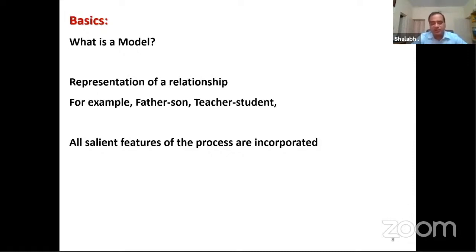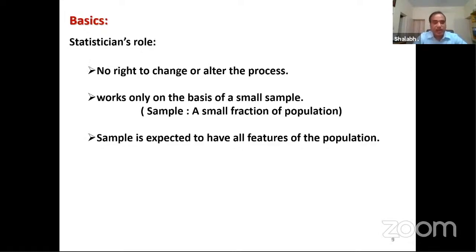Whenever you talk about the model, all the salient features of the process are incorporated into it, right? For example, if I say my teacher used to teach in the best possible way, I will try to copy them in such a way that whenever I teach, I teach just like him. So that is the basic idea about the model.